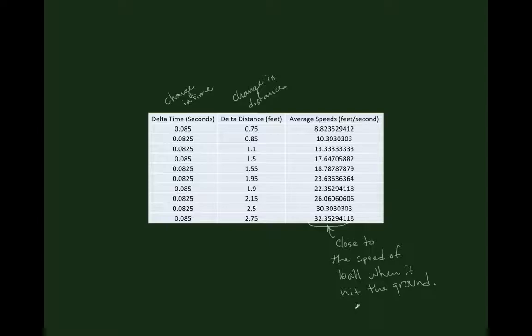So I dropped the ball. You saw the video. I took estimated positions as it fell, and so empirically, which means from measurement, I have estimated the ball's speed when it hit the ground to be about 32 feet per second. That's moving pretty quickly too, as we'll find out in a few minutes here.